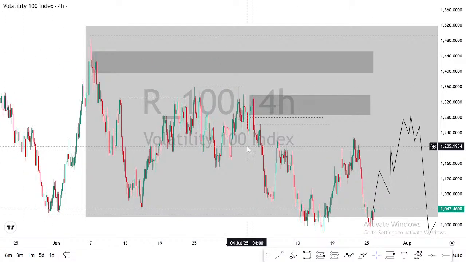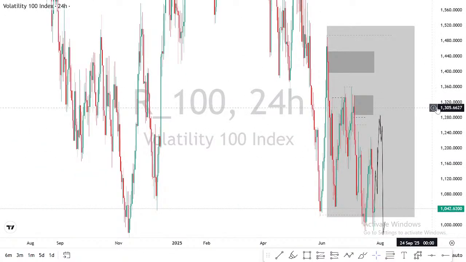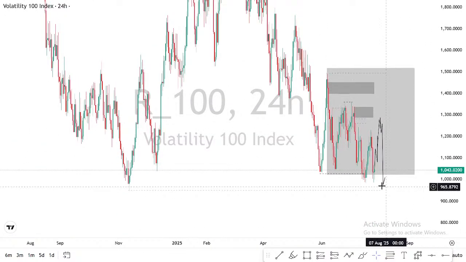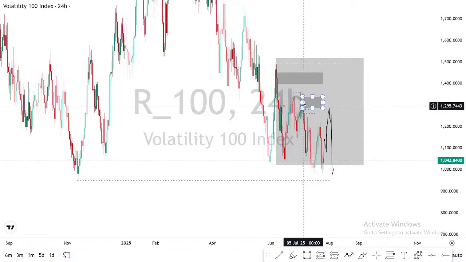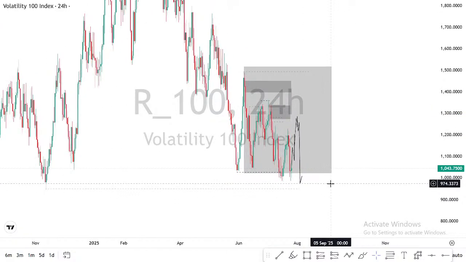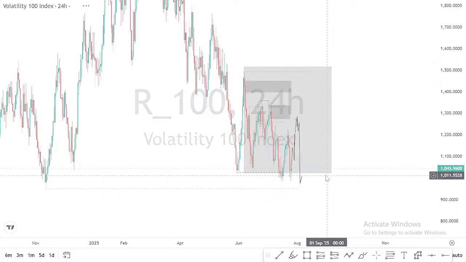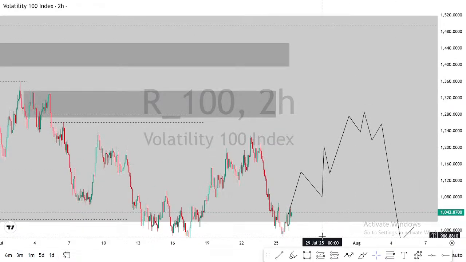So let's check what it looks like on 24 hours time frame. I don't just want to mark it, I want to look at how it looks like on 24 hours time frame. Alright, so this is it for me. Let me push this way. Let's check 2 hours time frame.